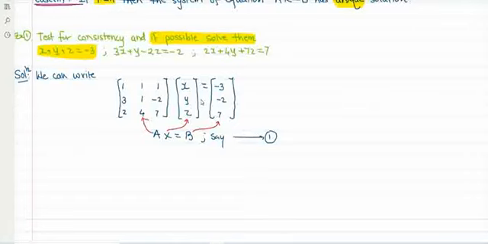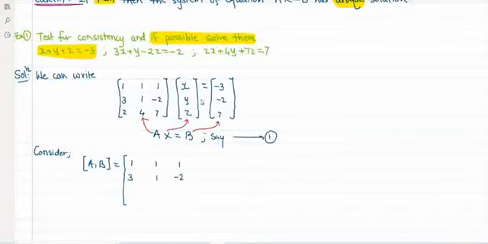So that's why I will consider the augmented matrix. How is it denoted? In square brackets, A comma B. This augmented matrix can be obtained from the coefficient matrix by attaching one more column. First, I will write 1, 1, 1, 3, 1, minus 2, 2, 4, 7. And for this matrix, you have to attach one more column: minus 3, minus 2, and 7.